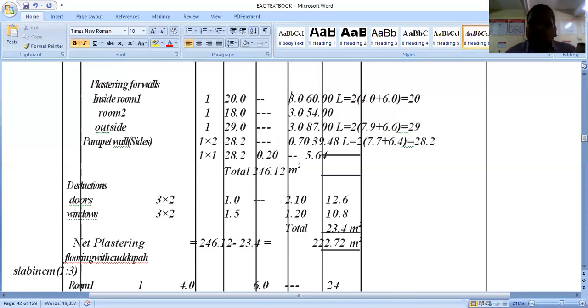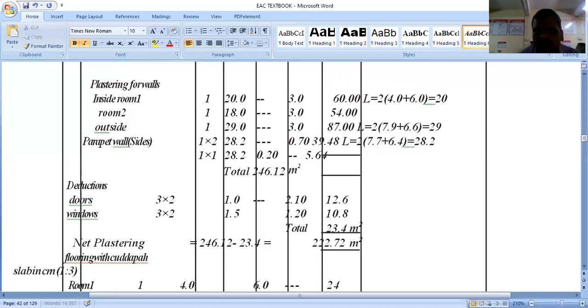Okay, now we'll continue with the plastering. It is also much easier. You have to just go on calculating the things room wise. So we'll start with the calculation of quantity of room 1, room 2, then the external plastering and so on. So how to actually calculate these things?